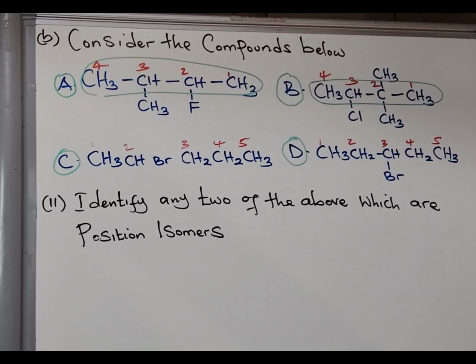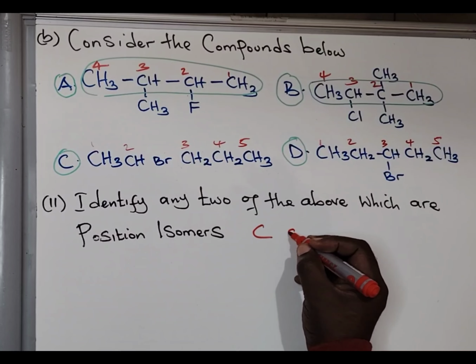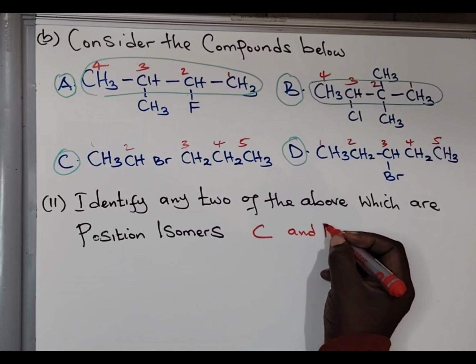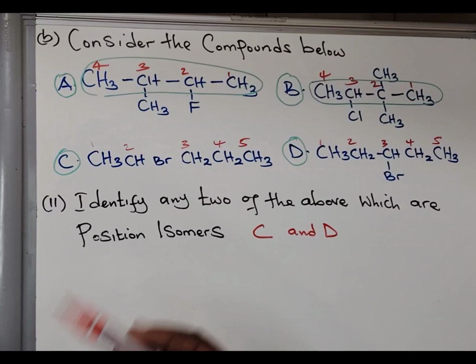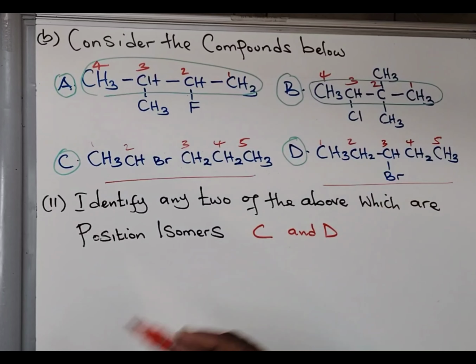So comes this question. It says, identify any two of the above which are positional isomers. Okay. What are those ones which are positional isomers? The answer is C and D. Remember, these have the same parent chain but different position of the halogen.